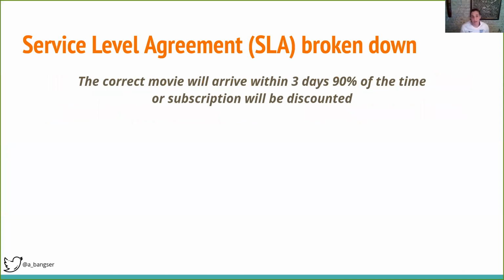I think this is the thing that you probably have seen before, or are most likely to have seen before, an SLA. And I want to take an SLA here and break it down into its pieces, because it's really important to understand what makes this up. And so here's an SLA that you might imagine someone would have written for old school Netflix, right? Netflix, where you have to send out the DVDs by mail. And it says the correct movie will arrive within 3 days, 90% of the time, or else subscriptions will be discounted. Okay, so let's break this down piece by piece.